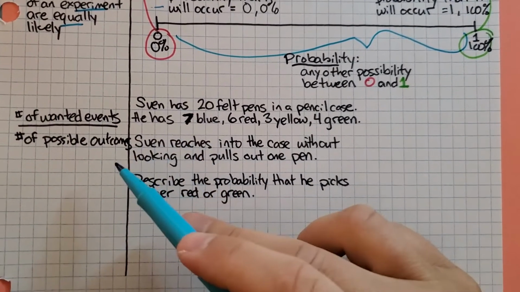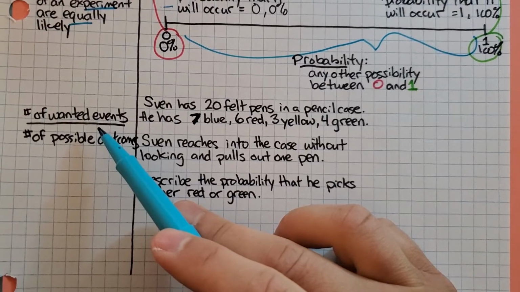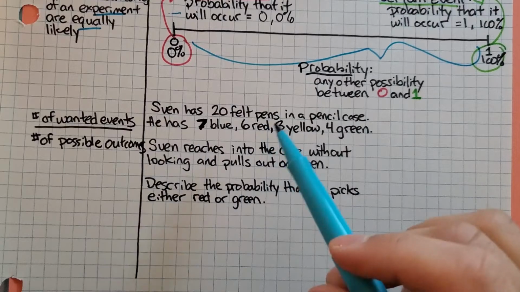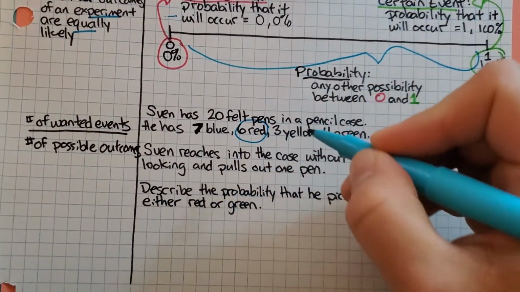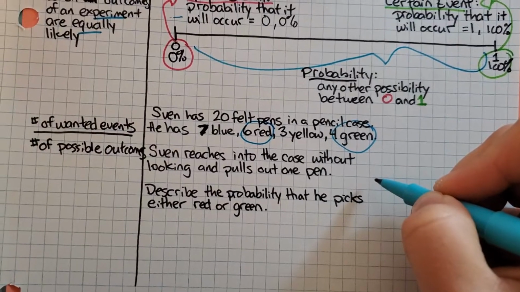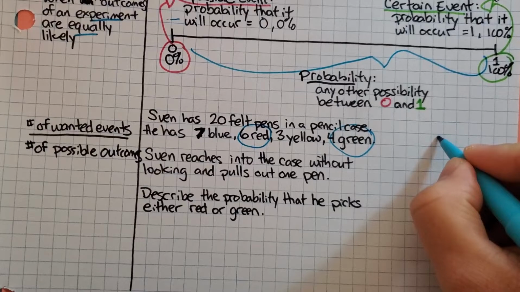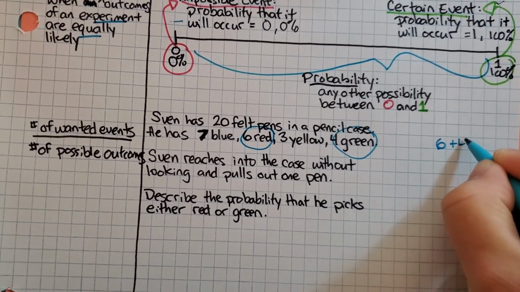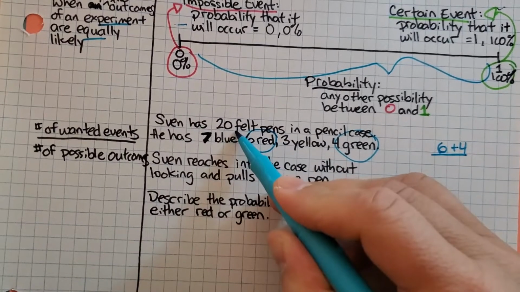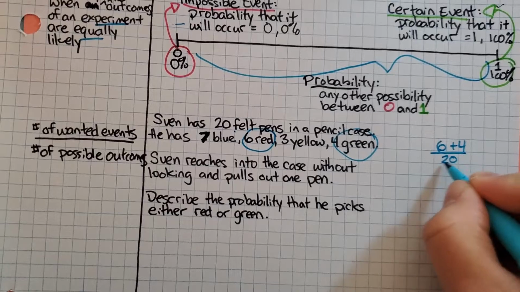So when we're trying to find the probability of this occurring, we're going to look at the number of wanted events over the number of possible outcomes. The wanted events is that he either pulls out a red or a green pen. That's what we want, so that's 6 and 4, over possible events. Well, there's 20 felt pens total. So the part over the whole.